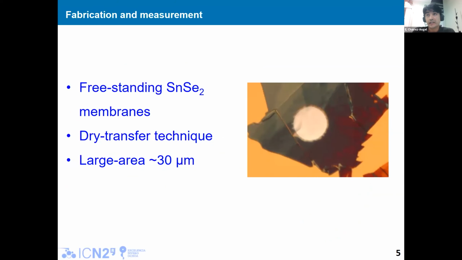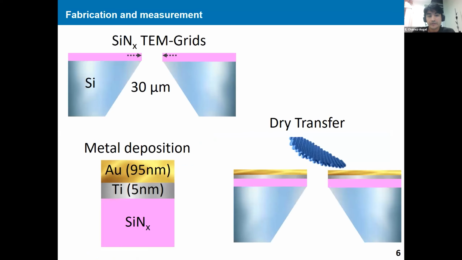Well, the fabrication. This is an example of a typical sample. This is a freestanding 30 nanometer thick thin diselenide, and the way to fabricate it is basically summarized in this picture. We start with a silicon nitride TEM grid. On top of this silicon nitride TEM grid, we deposit metal, titanium and gold. This is to ensure a good thermal sink.